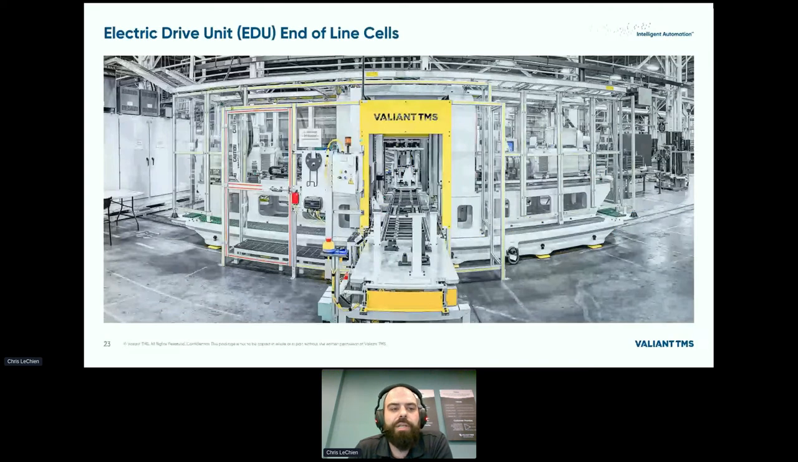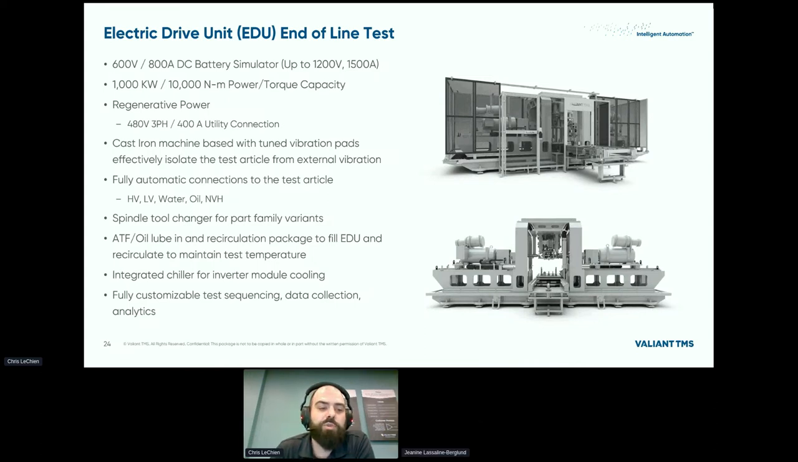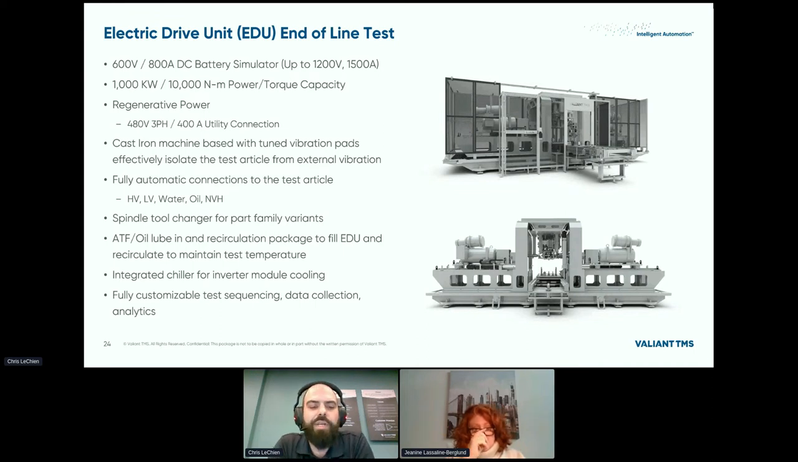After final assembly of the electric drive units, there are end of line test cells. These are effectively dynamometers that validate all the performance characteristics of the electric drive units. Deployed systems that Valiant TMS has done are 600 volt, 800 amp DC battery simulation systems, but there is capability up to 1200 volts, 1500 amps. They have 1,000 kilowatt, 10,000 newton meter torque absorption capacity, and use a regenerative system to recoup some of the electricity being absorbed. Basically, these cells validate the NVH, all the pressures, temperatures, speeds, and all the output back to the ECU. These include full data acquisition, logging, diagnostics, everything that the test engineers would need to validate the full assembly of their products.